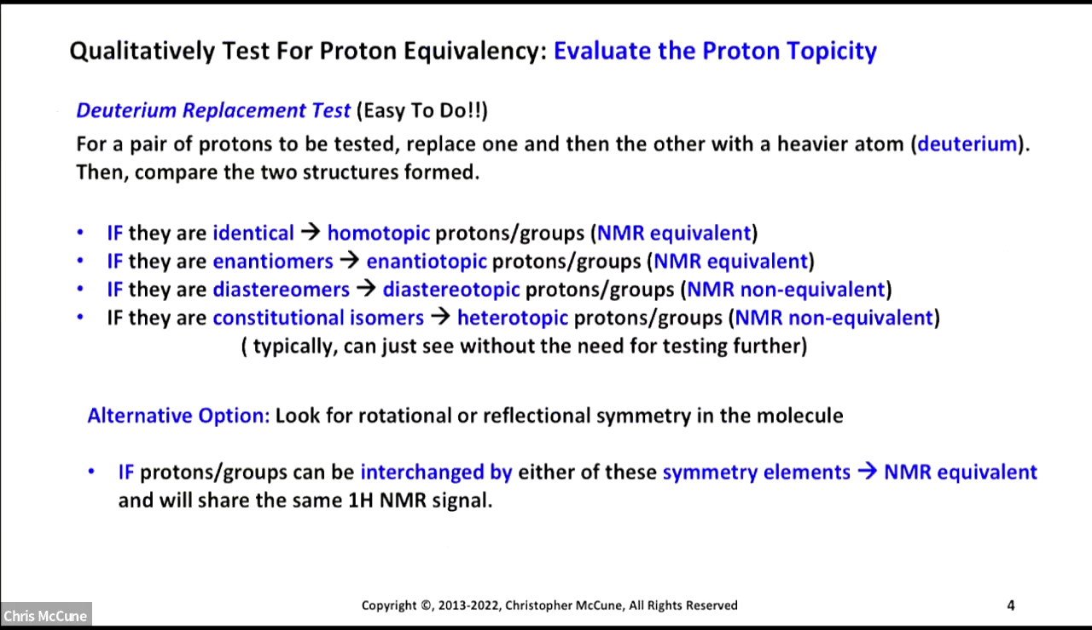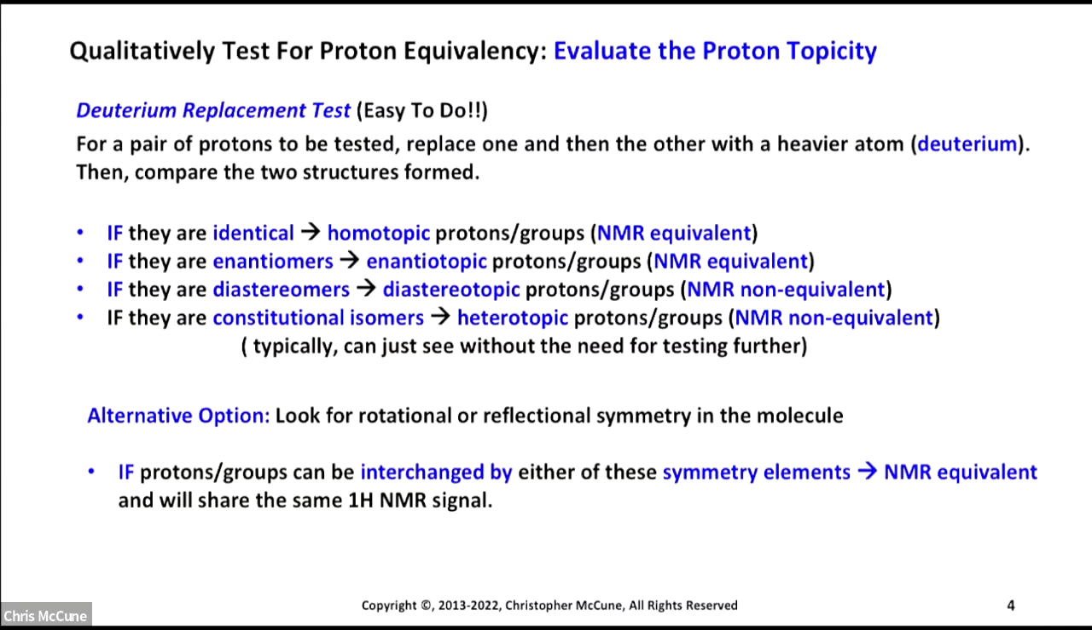So let's look at a test here. This is going to be a qualitative test for proton equivalency, and we're just going to evaluate the topicity of the proton. I like to use deuterium, so I call it the deuterium replacement test. It's very easy to do. And what it basically requires you to do is the following. For a pair of protons to be tested, replace one and then the other separately with a heavier atom. So I'll just use deuterium, since deuterium technically is one mass unit higher than hydrogen. And then you compare the two structures that you're forming side by side.